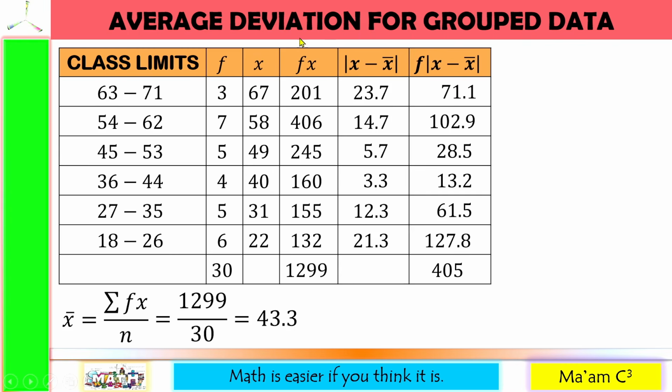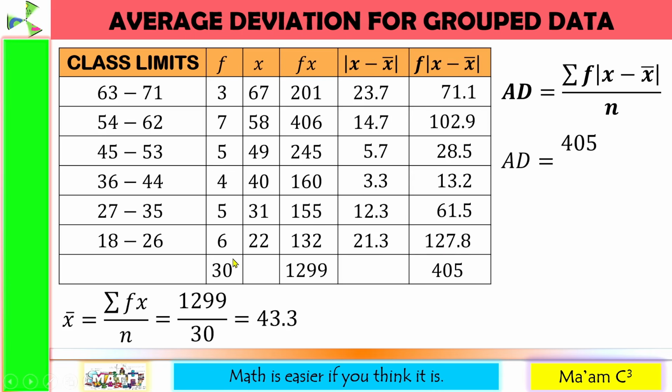Let us now solve for the average deviation. Let us recall the formula. So the numerator here is this one, 405, and our n is equal to 30. 405 divided by 30, the average deviation is equal to 13.5.